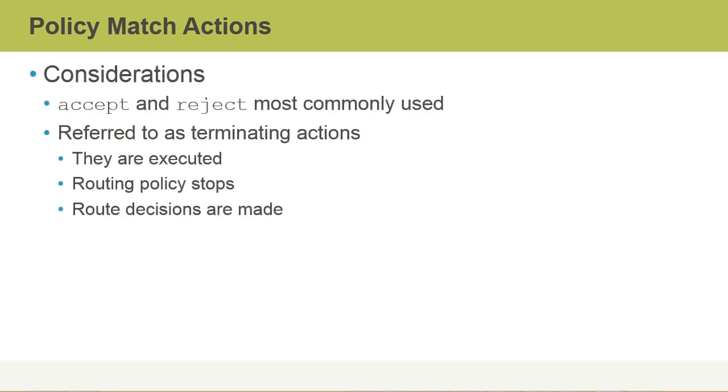Other considerations that you want to think about when creating these routing policies is that accept and reject are the most common, as I mentioned earlier. So typically those are going to be the resulting action inside your terms. These are referred to as terminating actions, which means once those are executed, the routing policy stops, and at that point a routing decision is made. So for instance, if accept is the action, then that information is added to the routing table versus reject, it's not added to the routing table.